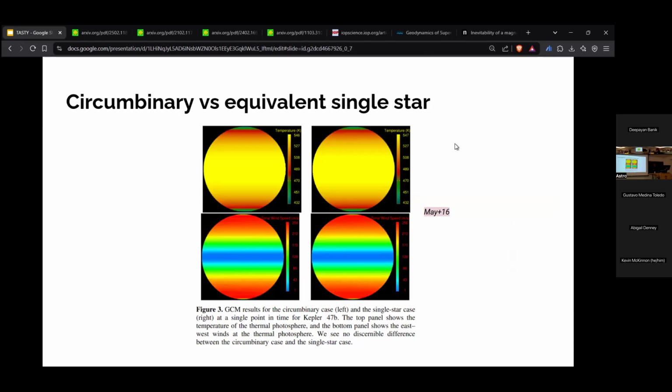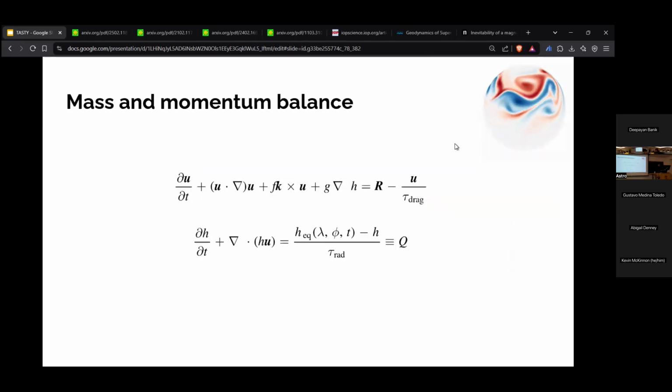So to motivate this research, previous studies have said that circumbinary planets are as good as the single star planets. This is a comparison between a single star and a circumbinary planet case, and we can see that the temperature and wind maps are almost similar. And this is using a 3D global climate model, which is expensive to run, and hence they have just been able to do it for one planet. So the goal is to do more of a parameter space sweep.